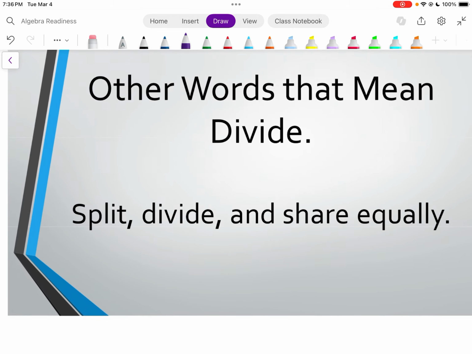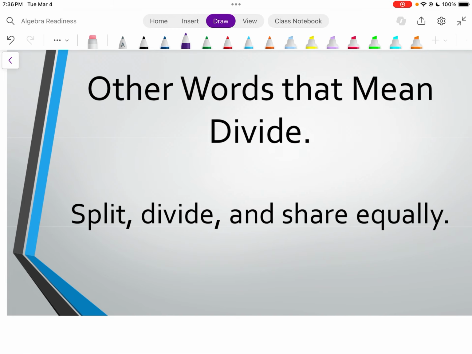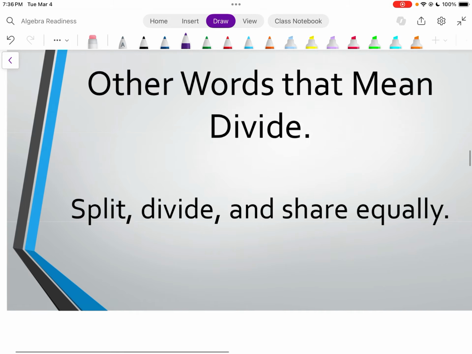Next, we have some other words that mean divide as well. That could be split, divide, and share equally. So sometimes we might use the word quotient, other times we might use one of these. But all of these mean divide.